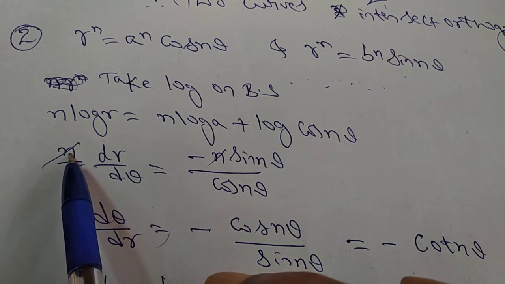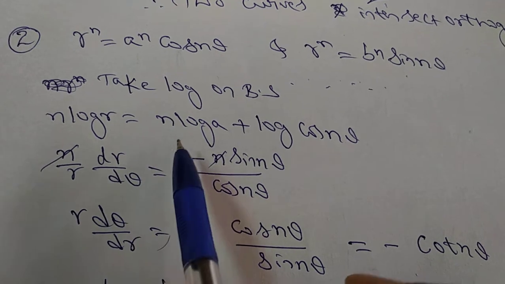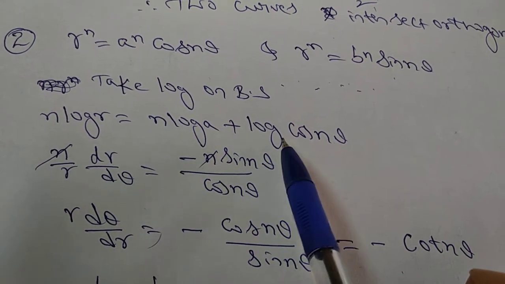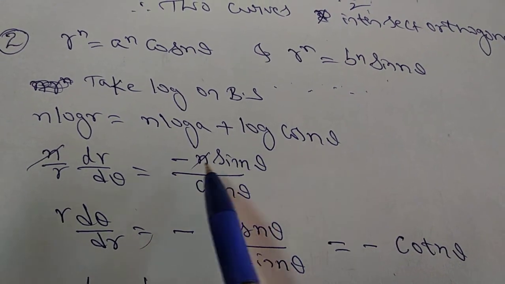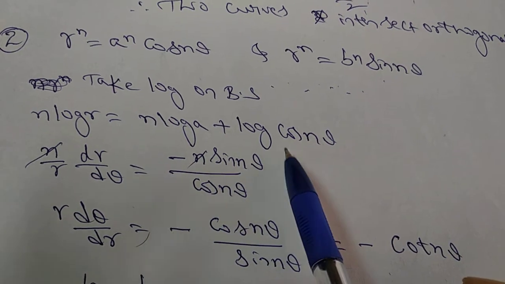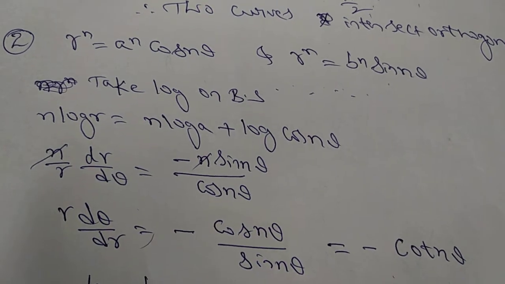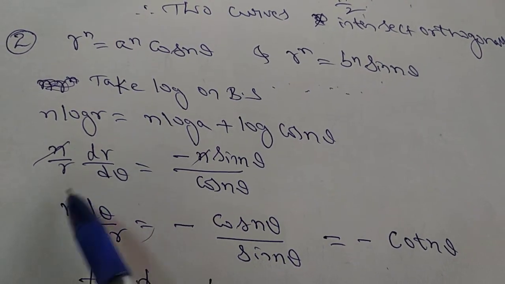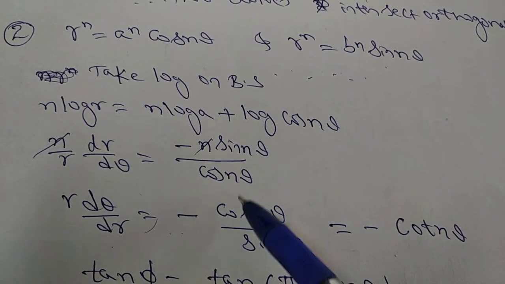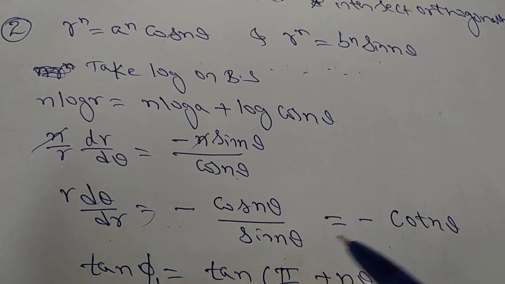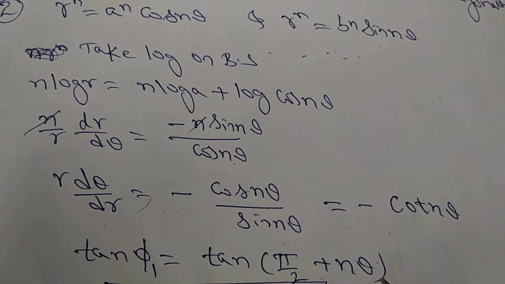So n constant you have to write as it is, log r differentiation 1 by r into dr by d theta. So n log a constant, that becomes 0. So log differentiation 1 over cos n theta, and cos n theta differentiation minus n sin n theta. So here on the left hand side n is there, and on the right hand side n becomes cancel. So take reciprocal, r into d theta by dr is equal to minus, you have to write as it is, cos n theta divided by sin n theta. So cos by sin is what? Cot with minus sign.